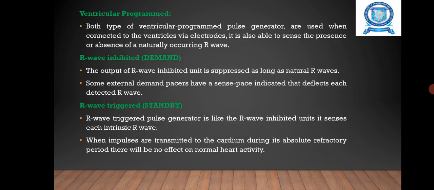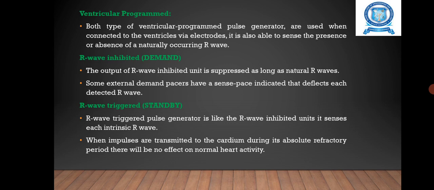Next one is ventricular programmed. Both types of ventricular programmed pulse generators are used when connected to the ventricles through electrodes. It is also able to sense the presence or absence of a naturally occurring R wave. Next one is R wave inhibited or demand. The output of the R wave inhibited unit is suppressed as long as natural R waves occur. Some external demand pacers have a sense pace indicator that flashes with each detected R wave.